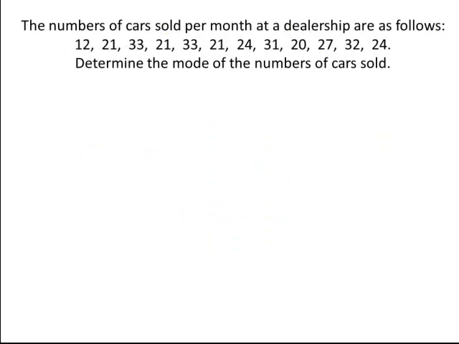The number of cars sold per month at a dealership are as follows: 12, 21, 33, 21, 33, 21, 24, 31, 20, 27, 32, 24. Determine the mode of the number of cars sold. Mode means the data value which occurs the most.